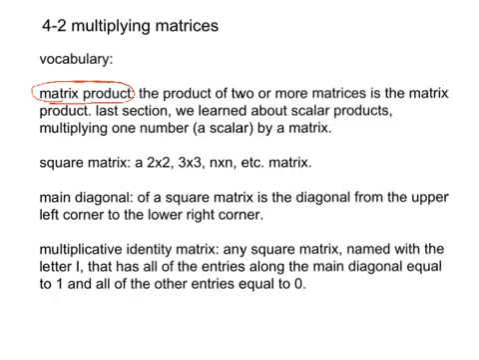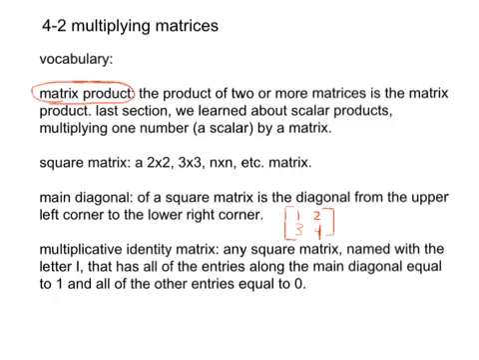A square matrix has the same number of rows as columns, which is called a 2 by 2 or a 3 by 3, or if you want to use a variable, an n by n. The main diagonal of a square matrix is the diagonal from the upper left corner to the lower right corner. If you had a matrix here in numbers, the main diagonal is just the 1 and 4, upper left to lower right corner.